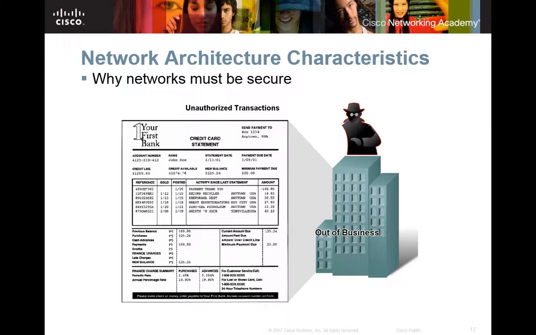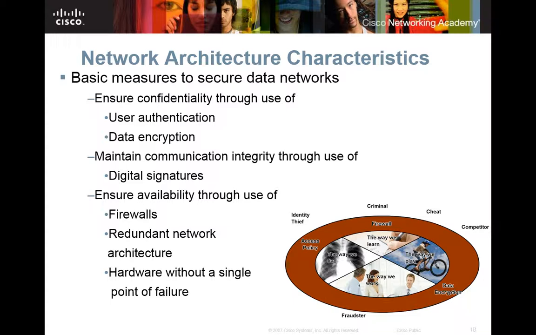Why would you want your networks to be secure? Yeah, you want spy versus spy looking at your credit card statement there, don't you? So what are the basic ways to secure data? I like to say that this slide is wrong. You ensure confidentiality by authentication and encryption. You maintain integrity by digital signatures, and you can do availability by having devices such as firewalls or redundant networks and no single point of failure as far as keeping your system up.